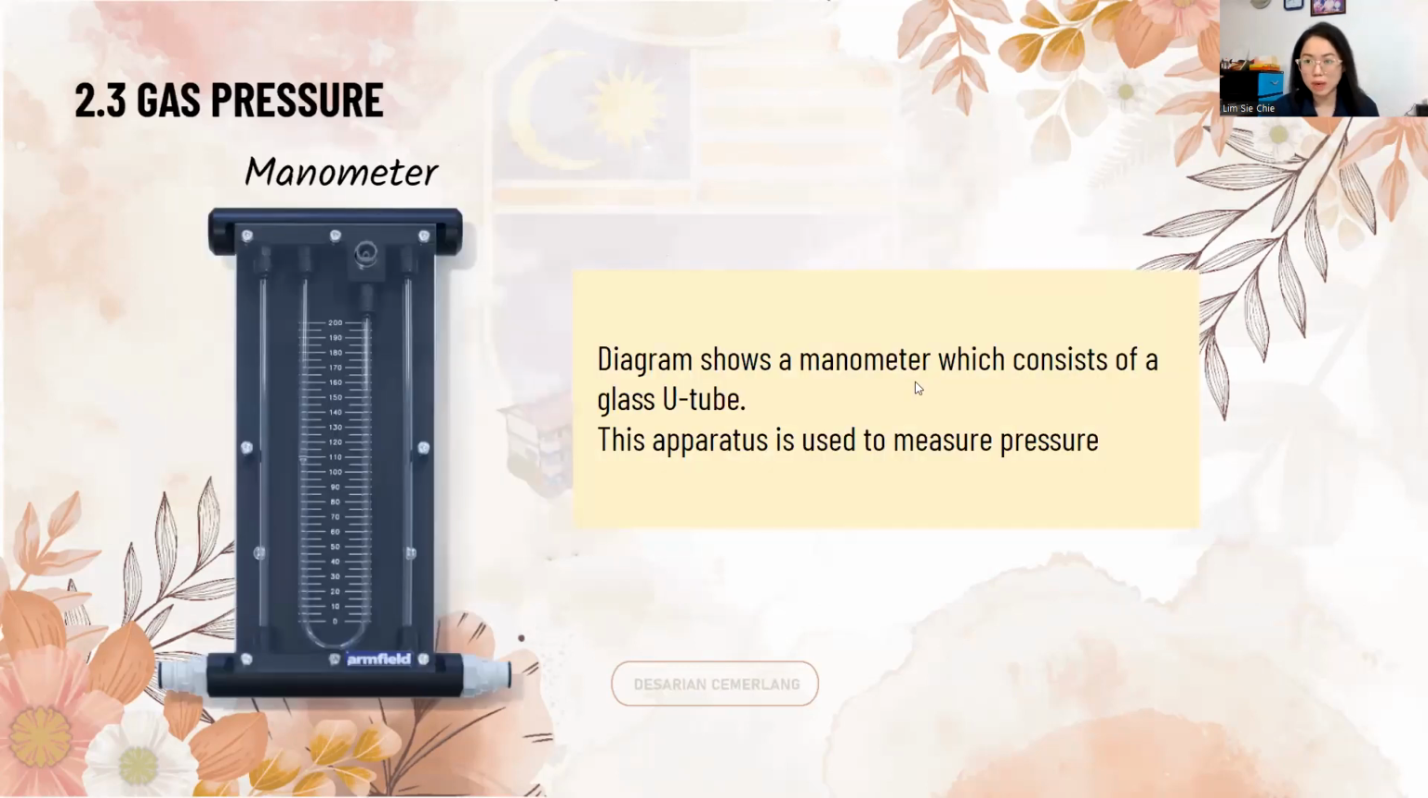So do you know what a manometer is? You had the experiment that you did in the last topic about atmospheric pressure where you used a U-tube. If you look at this diagram, this is a manometer. In this manometer, I also have a U-tube here. So this manometer consists of a glass U-tube. This apparatus is actually used to measure pressure. We specifically use this to measure gas pressure.